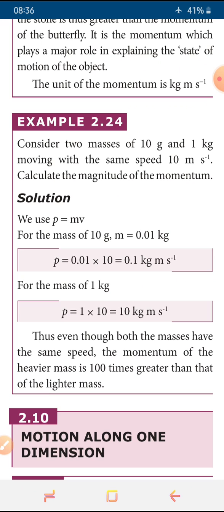இதில் 2 masses கொடுத்துருக்கான். Okay, one small simple example for momentum. Consider 2 masses of 10 gram and 1 kg. It is moving at the speed of 10 meter per second. Calculate the magnitude of the momentum. Then we can write the solution.